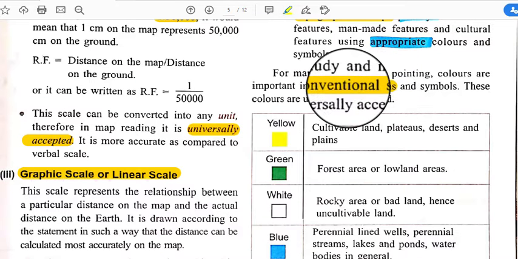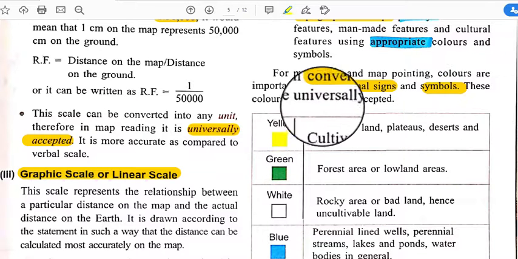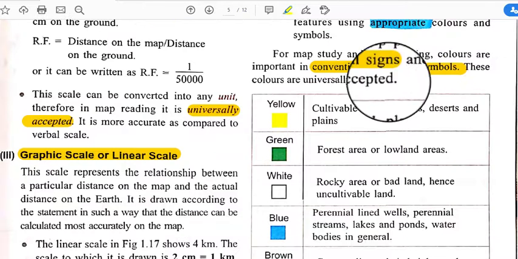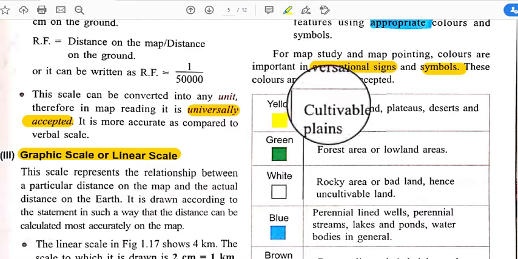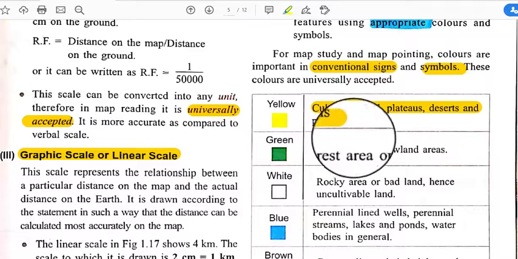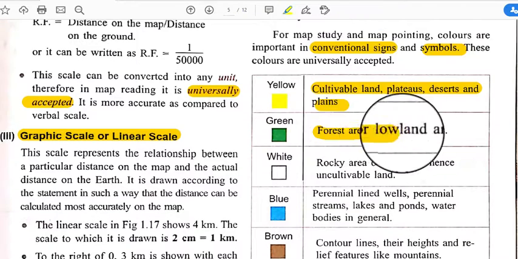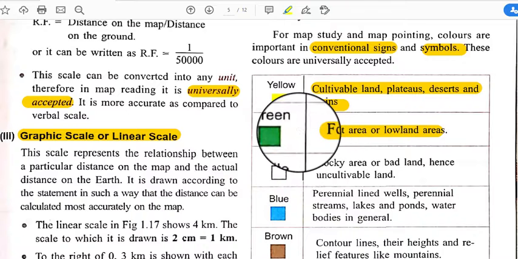These are one kind of symbols or signs that are universally accepted, and they are called conventional signs and symbols. So these colors are universally accepted. Okay. So basically yellow is used for cultivable land, plateau, desert and plains. And for forest area and lowland area we use the green color.